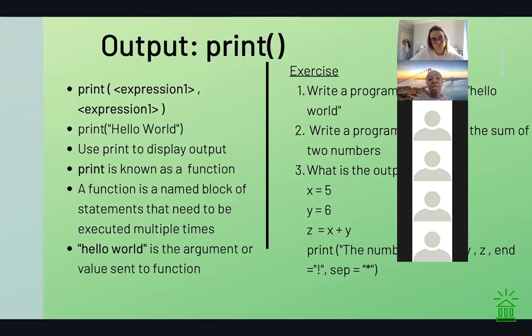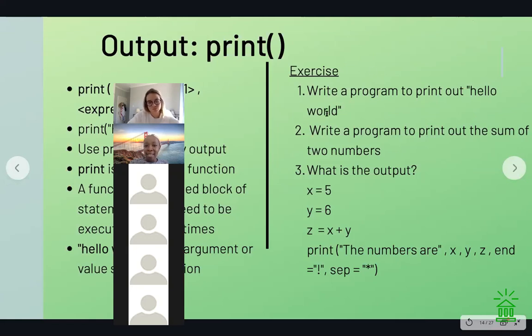That's what a function is, and a function takes in an argument. In the example with hello world, an argument can be any data type. It could be a string, it could be a float, it could be anything. So we have a function, and the function takes in an argument. Print hello world is saying, display this string onto the screen. Hello world is the argument, the value that's sent to the function.